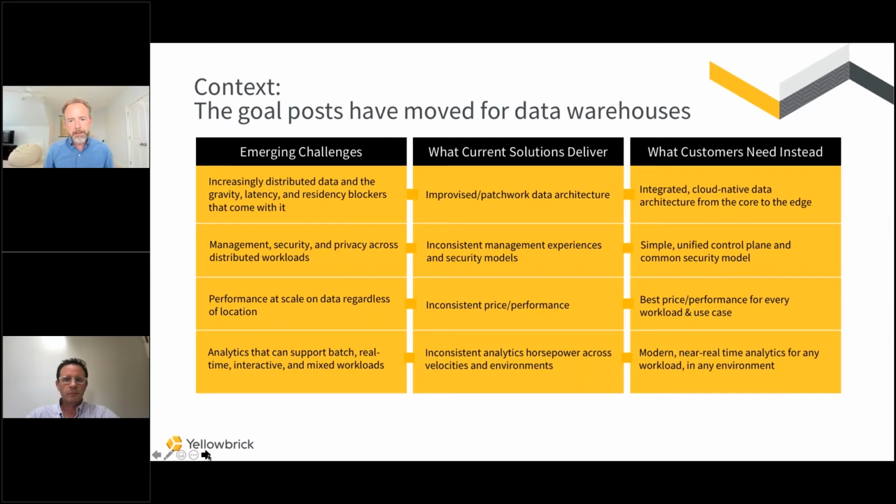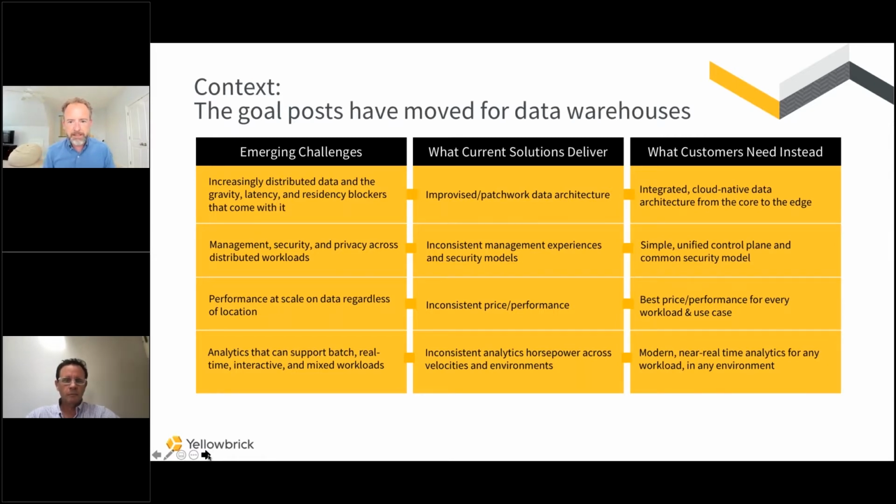What we think at Yellowbrick is that what customers really need out of a modern data warehouse is an integrated cloud-native architecture that is able to work from the very core of your data centers and the public cloud, all the way to the network edge. To do this, you need to start to think about introducing unified planes of control and common security models. So we want to standardize and simplify the broader ecosystem here.